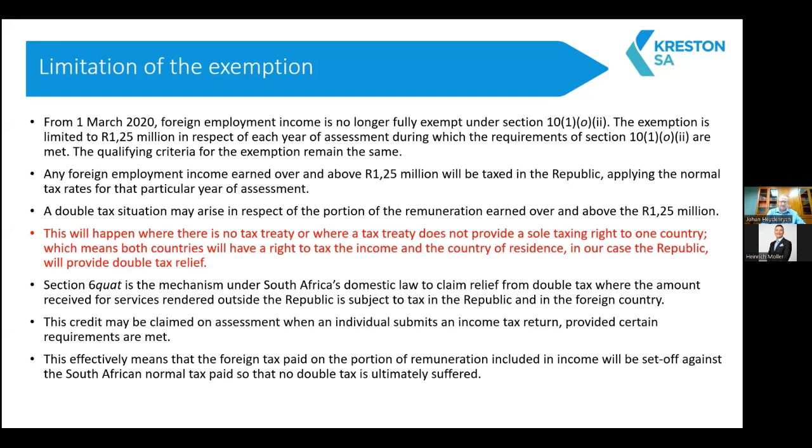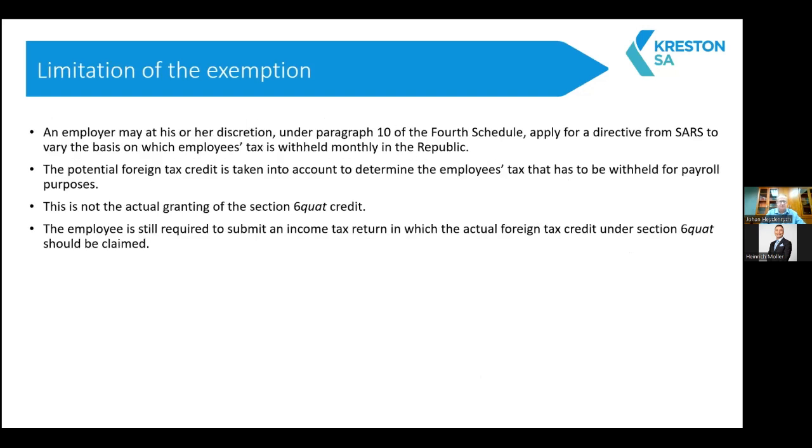Okay. So the credit may be claimed on assessment when an individual submits an income tax return, provided certain requirements are met. This effectively means that the foreign tax paid on the portion of remuneration included in income will be set off against the South African normal tax so that no double tax is suffered. That sounds very nice. Now, currently, if you're employed by a South African entity and they said to you, please go and work for 12 months on a project in Namibia, then you qualify for this.